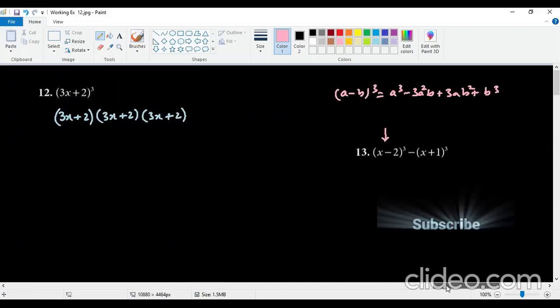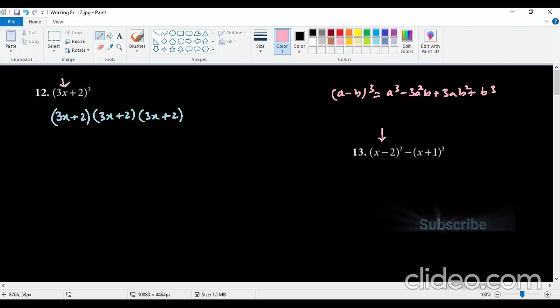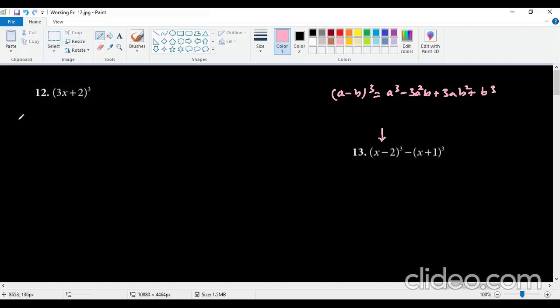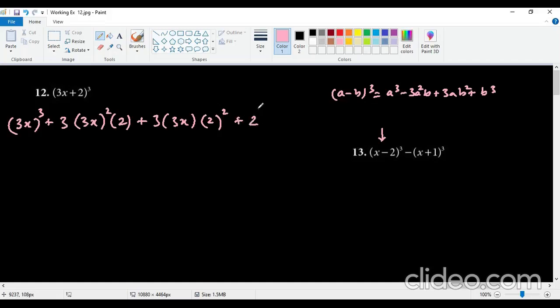Now this is going to give you, again, consider this as A and this as B, and all the signs are going to be positive. So what you can do is multiply these two factors separately, and then multiply the answer with this bracket. Instead, we'll go for the formula and see how quickly we find the answer. Now I will write A cube plus 3A squared B, which is 2, and plus 3A B squared plus B cube.